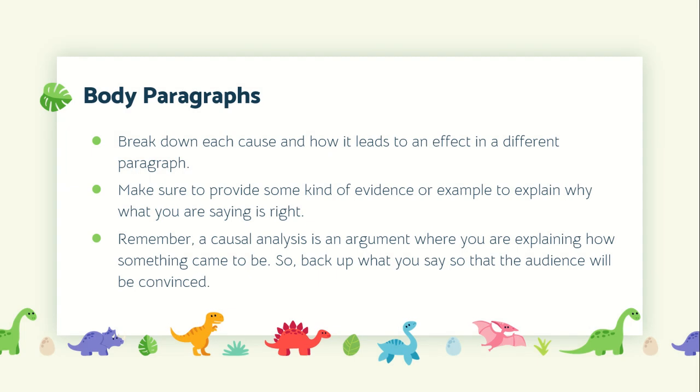So the next thing is body paragraphs. I would recommend breaking down each cause and how it leads to an effect in a different paragraph. So if you were going off of one of the examples I listed before, you could have a paragraph focusing on how watching too much TV leads to bad grades, and then the next paragraph could be about how procrastinating does that as well, and then the final body paragraph could be about how not studying leads to that outcome too.